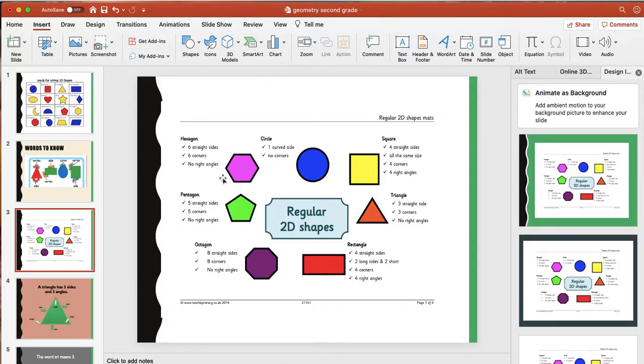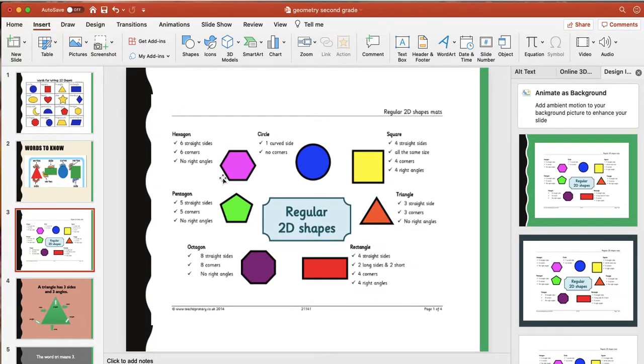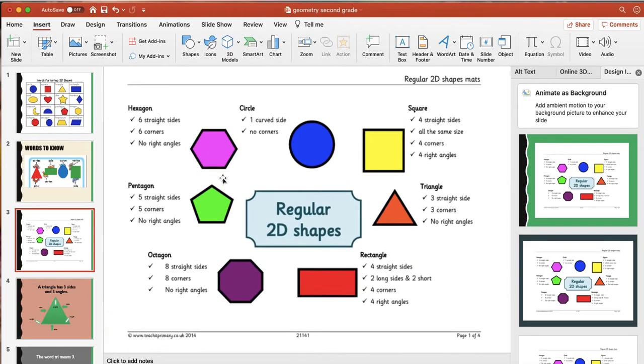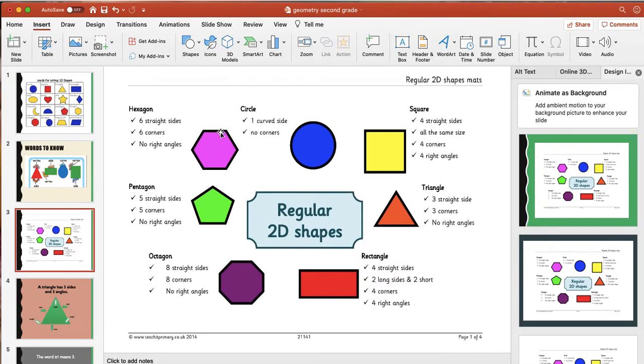Okay, just another review here. Make this a little bit bigger. So a hexagon has 6 sides and it has 6 corners. We have 1, 2, 3, 4, 5, 6. Pentagon has 5 sides. 1, 2, 3, 4, 5. And sorry, I should have mentioned a hexagon has 6 corners, also known as a vertex. So it's 1, 2, 3, 4, 5, 6. Pentagon has 5 corners. 1, 2, 3, 4, 5. Octagon has 8 sides and 8 corners.